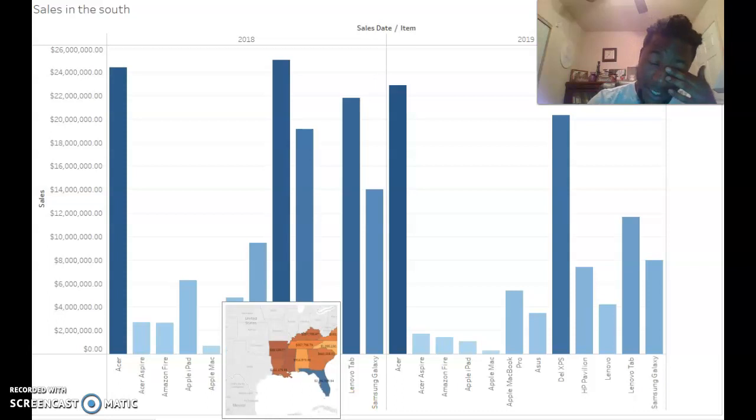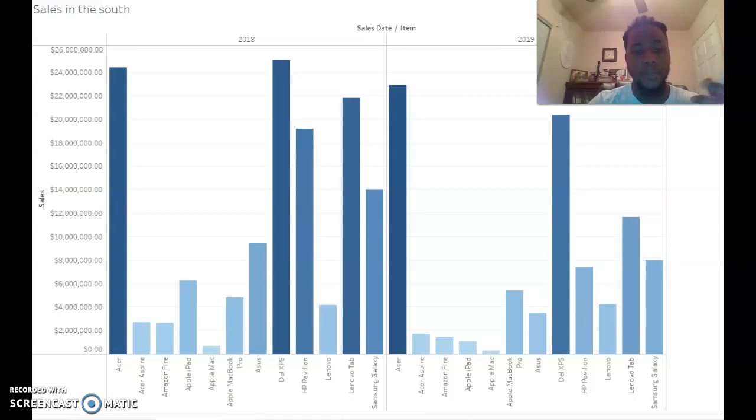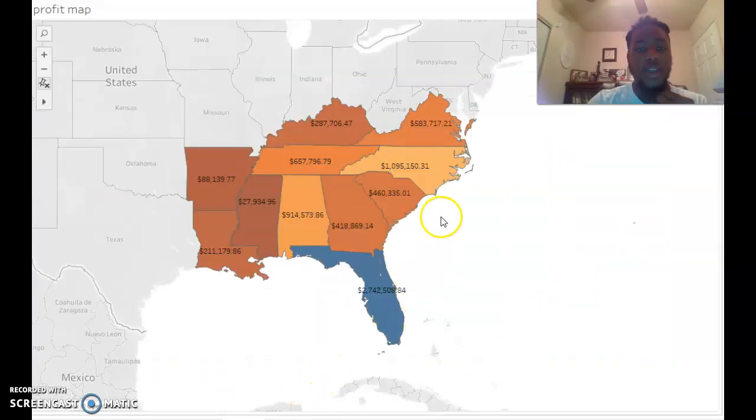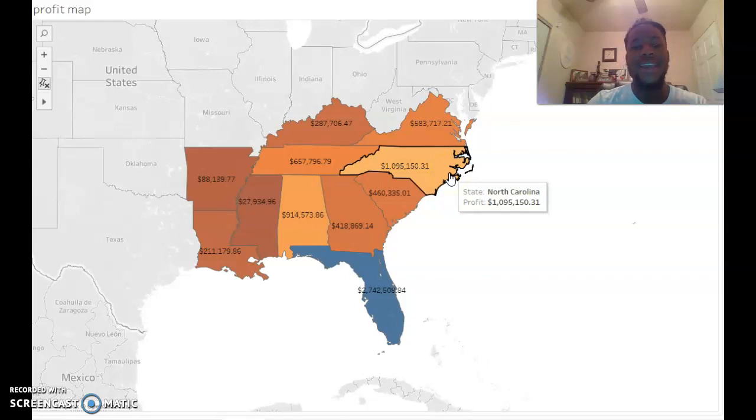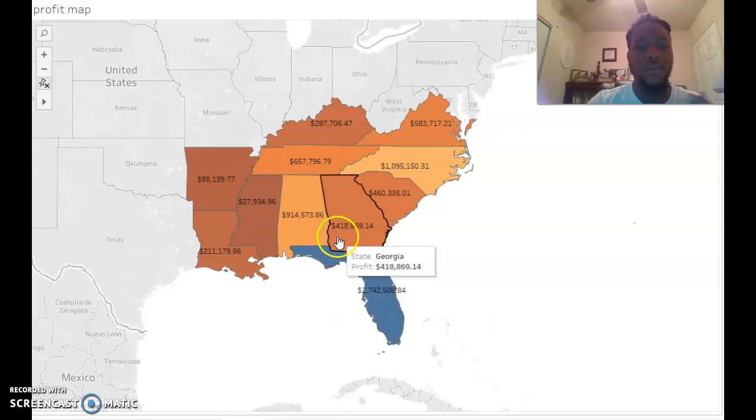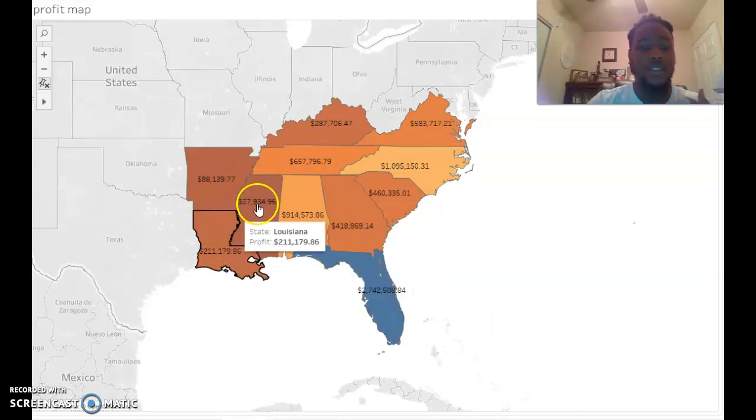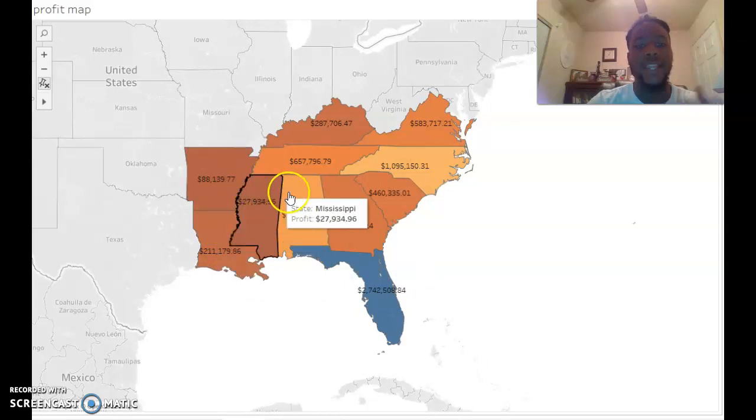So to get a better visualization, I decided to show what this region was looking like on a map. As you can see from here, this is our profit map. I wanted to know that just because we were selling items, it didn't mean we were making money off of them. So what I wanted to do was be sure that each product was still bringing in a profit for us. And as we can see from the map, we have a lot of red.